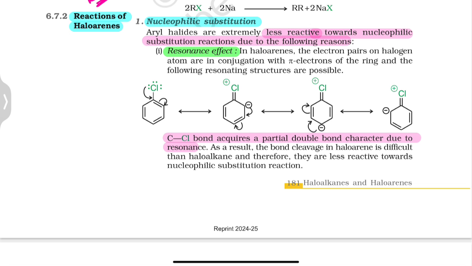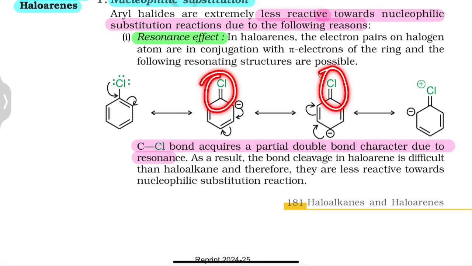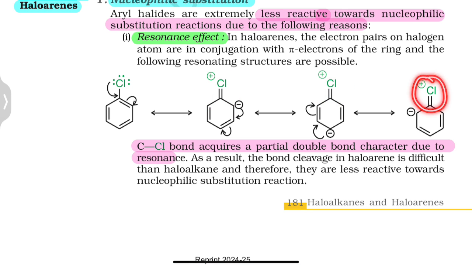One is the resonance effect. In the resonance effect, you can see the electrons present on the chlorine are involved in resonance with the benzene ring. It shifts like this; these are the resonance structures. Here there is a double bond between carbon and chlorine. Because of resonance, a partial double bond character exists between carbon and chlorine.